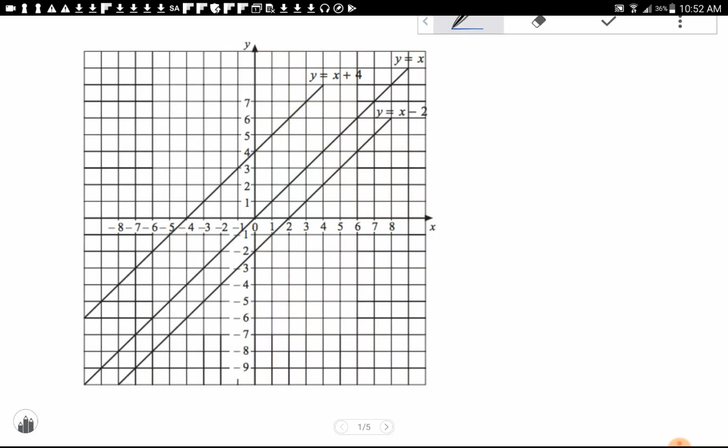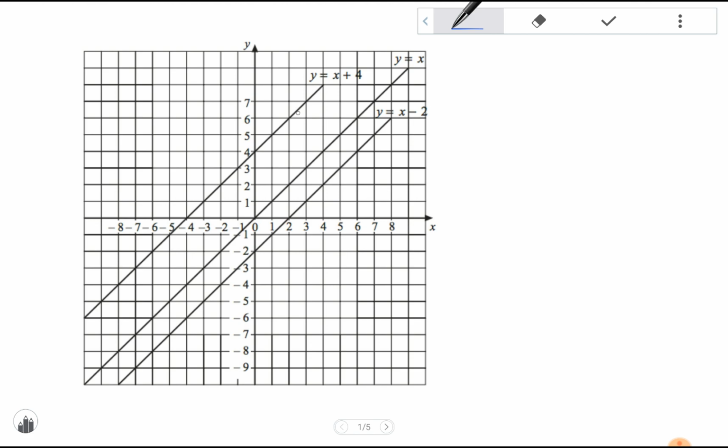Parallel and perpendicular lines. Here we have three straight lines graphed on this grid. The first one is y equals x plus 4. The second one is right here, y equals x. And the third one right here is y equals x minus 2. So what do we notice right away from these lines?